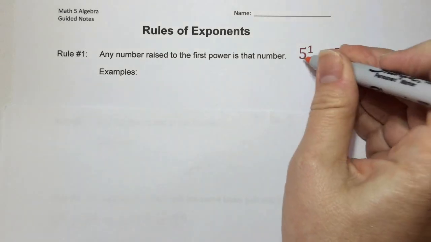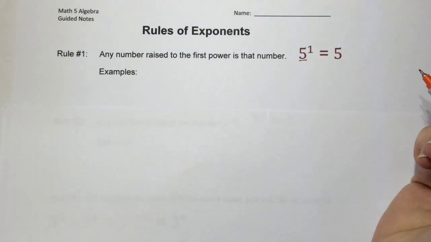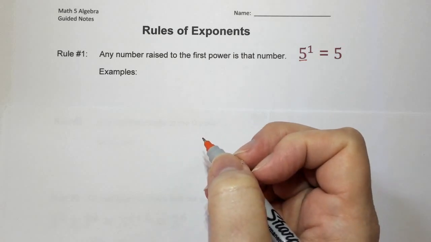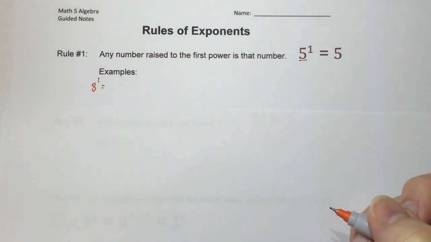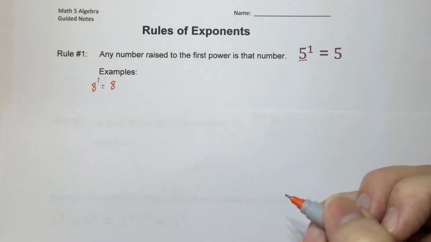So here's the number here, 5. 5 to the power of 1 would just be 5. For these notes, I'll give you a few examples so that you can add some to your own. Let's talk about 8 to the power of 1. Any number raised to the first power is that number, so it's just 8.